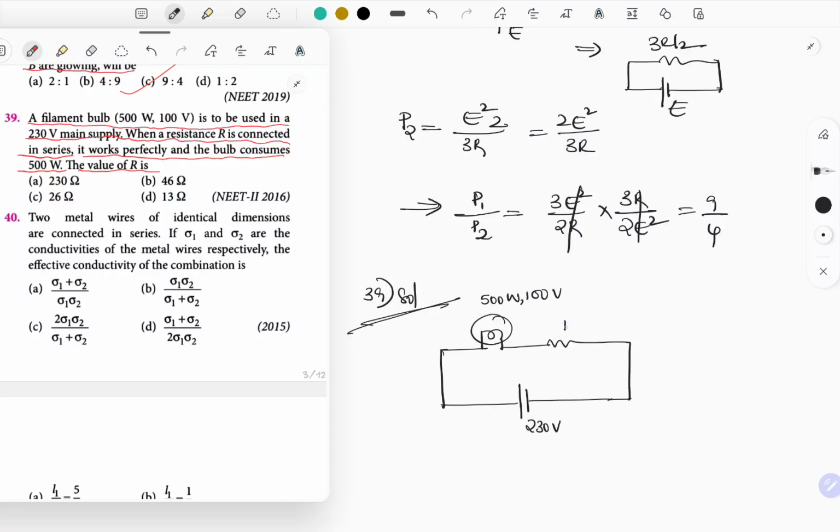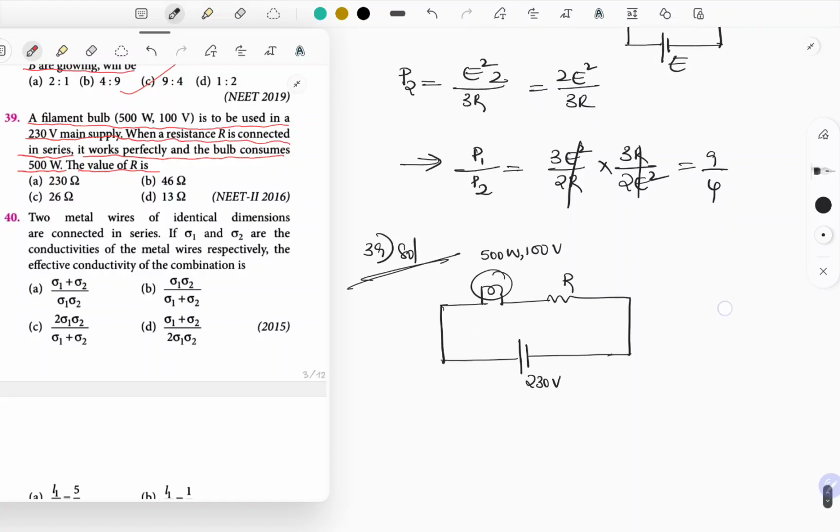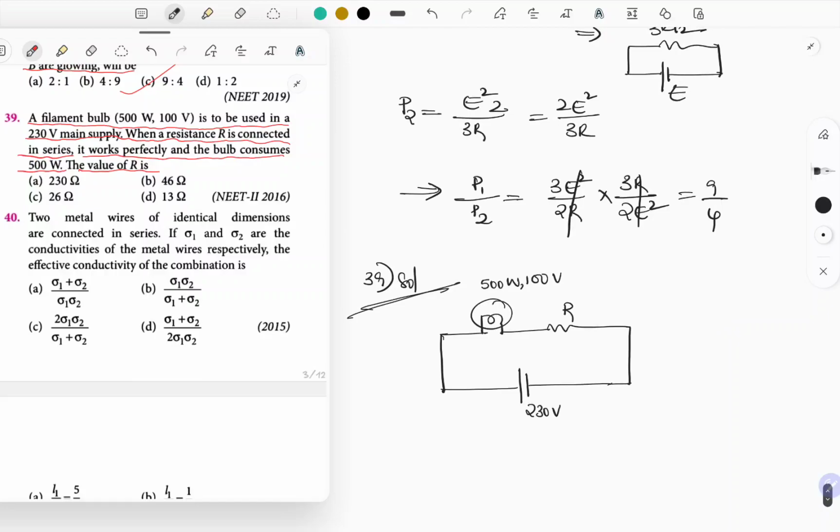100 volt and resistance, this is capital R. The question they're asking is what's the value of R? Okay, super. So how much voltage is dropping across the bulb? 100 volts, right? Let's say this is 100 volts. 100 volts is dropping across the bulb. What's the remaining voltage? Remaining voltage will be 130 volts.